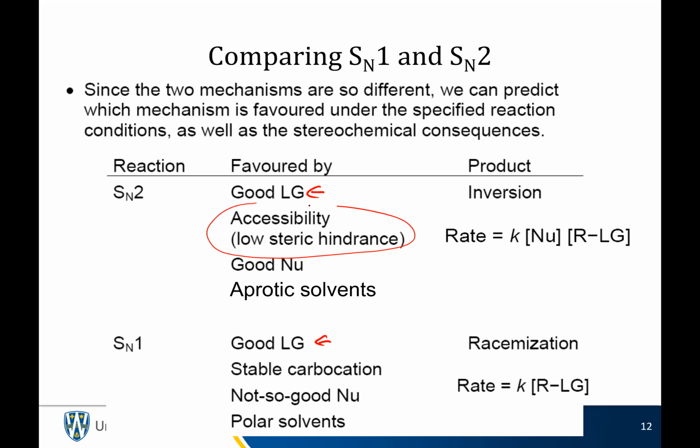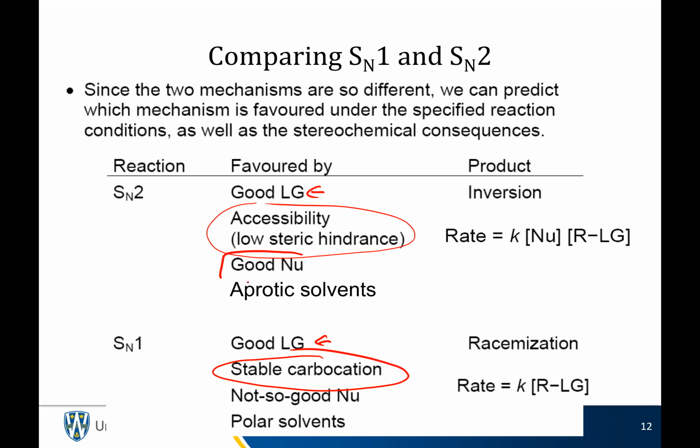Accessibility was really, really important for the SN2. We did not want a tertiary carbocation or tertiary carbon with a leaving group on it because the nucleophile couldn't get at the tertiary. The SN1 wants the opposite. It wants a stable carbocation, so tertiary is great.